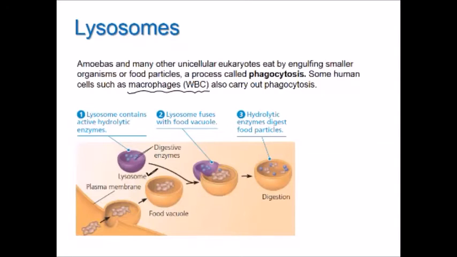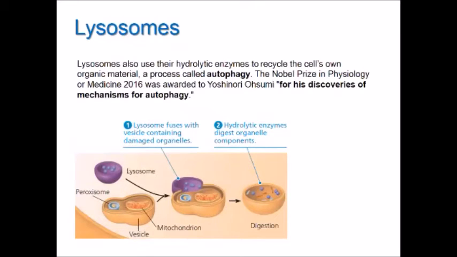Second function we already discussed, that is self-destruction. That is, when a cell is damaged, a cell organelle is worn out, lysosome enzymes will become active and it can kill itself. This is called autophagy. The word auto means self, phagy means to eat. Okay, so when lysosomes destroy itself, that is called autophagy, to recycle the cell's own material. So in 2016, the Nobel Prize in Physiology or Medicine was awarded to a scientist named Yoshinori Ohsumi for his discoveries of the mechanism of autophagy.